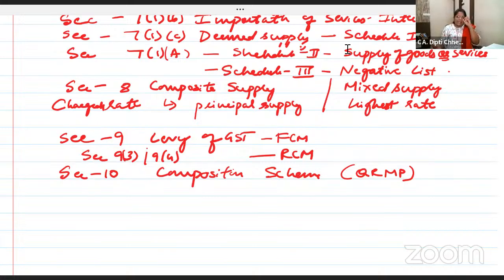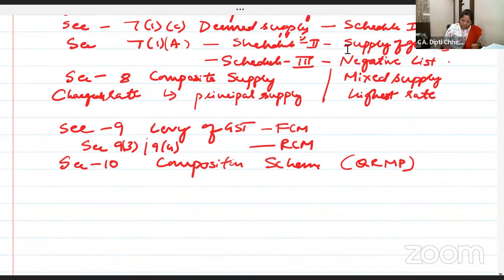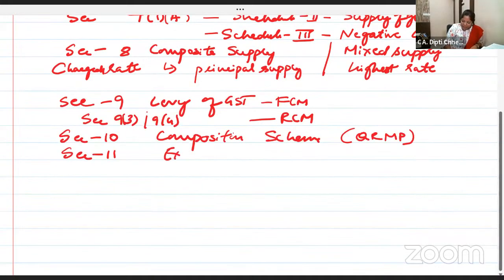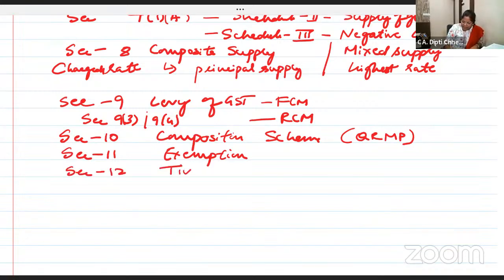Quarterly return, monthly payment, those who want to write the full form. Section 10. Section 11 I have yet not done, but they are all exemptions. Okay, so and so kind of supply of goods or services, GST is not charged. Section 12. Time of supply of goods.